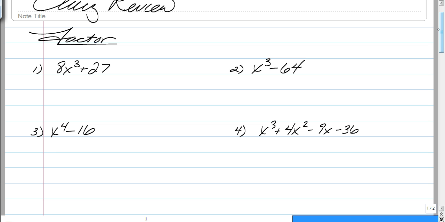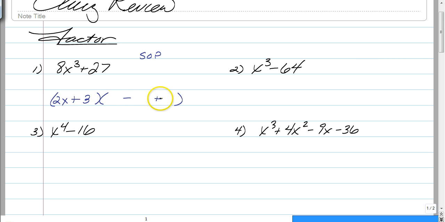So, number one is the sum of two cubes. If you remember the pattern, we've got a small set and a big set of parentheses, and then we have SOP, SOP: same sign, opposite sign, plus sign. What you do from there is you take the cube root of 8, which is 2, the cube root of x cubed, which is x, and that's your first term. Then you take the cube root of 27, which is 3, and that's your last term.